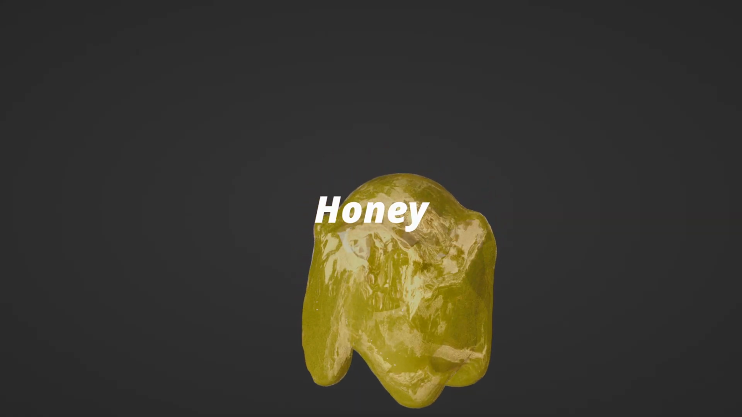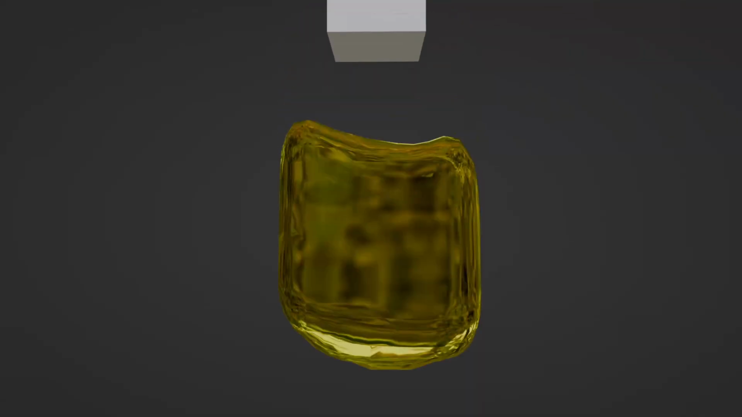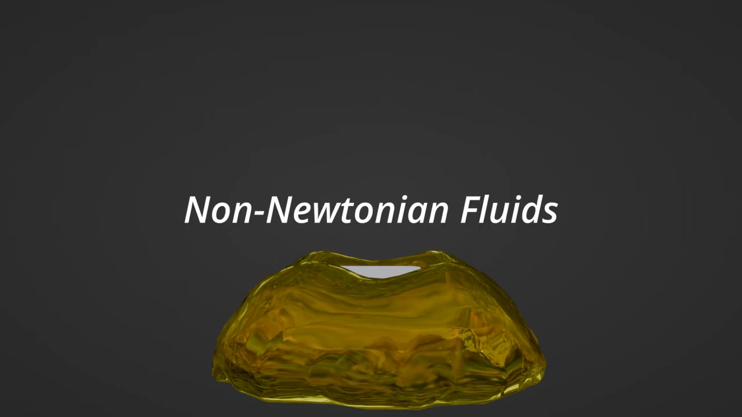There are exceptions. What about honey? Think about it. Parts of it can move faster than others. The viscosity can change depending on how much you stir it. It gets softer the more you move it around. They don't obey the laws of Newton, so we call them non-Newtonian fluids.